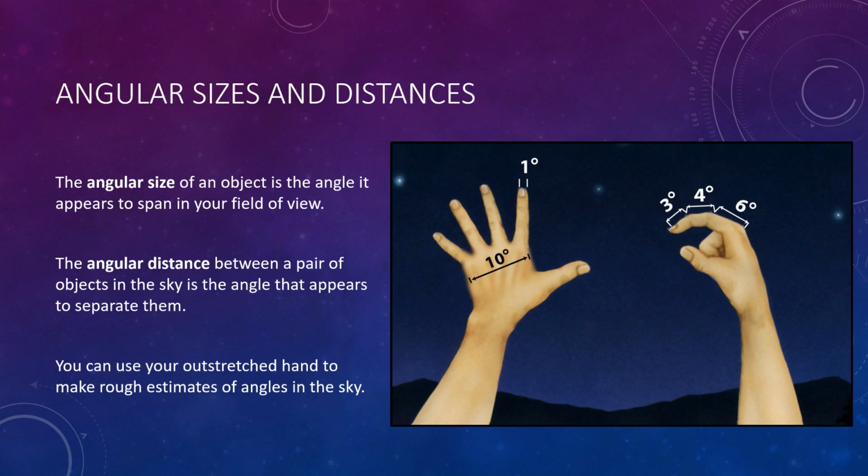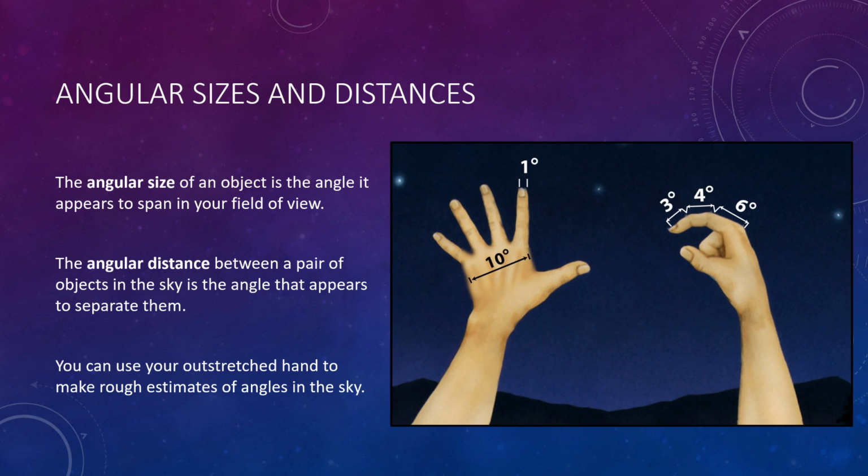So the angular distance between a pair of objects in the sky is the angle that appears to separate them. For example, the angular distance between the pointer stars at the end of the Big Dipper's bowl is about 5 degrees. I don't know if that's in this image here. Nope. But if you look at the Big Dipper and you look at those two pointer stars, those two stars at the edge of the Big Dipper's bowl, that's about 5 degrees.